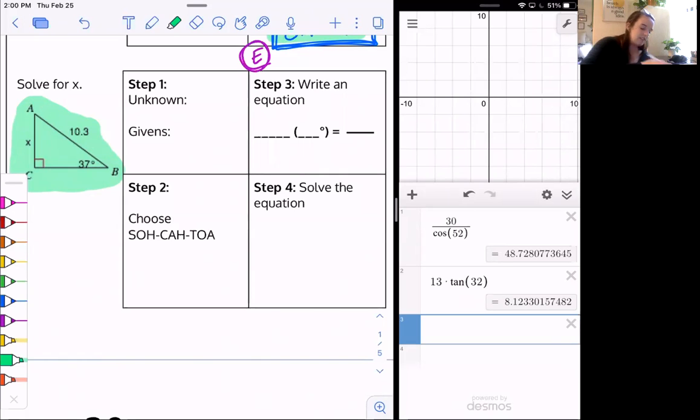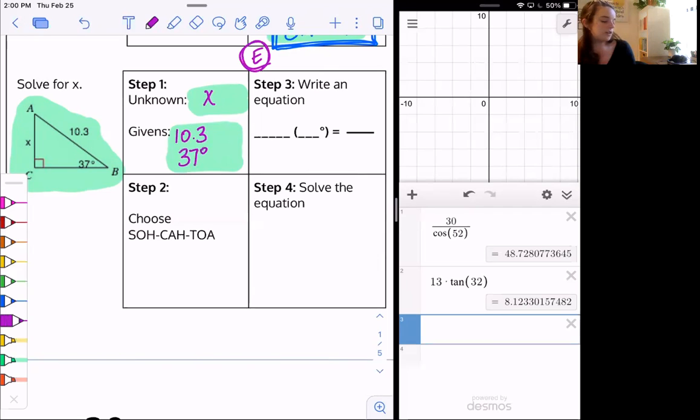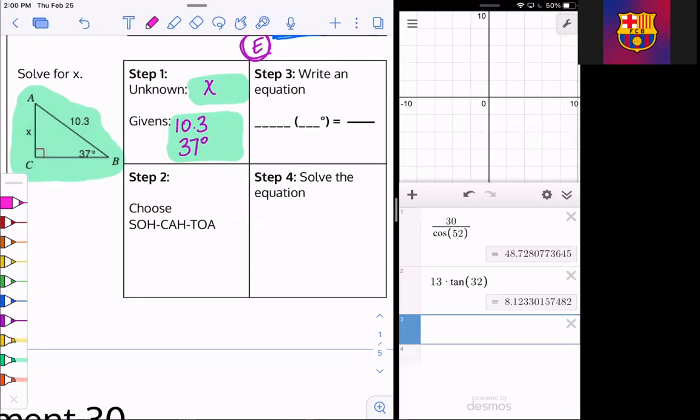Yes, absolutely, Tony. Okay, Tony's got us. Tony, tell us what the unknown is, and tell us what the givens are. What do they give us? What do we want to know? The unknown is X, and the givens are 10.3 and 37 degrees. Amazing, awesome. Tony, do you feel confident labeling them for us? Oh, not really. No? I haven't got to that point yet. Okay, no problem.